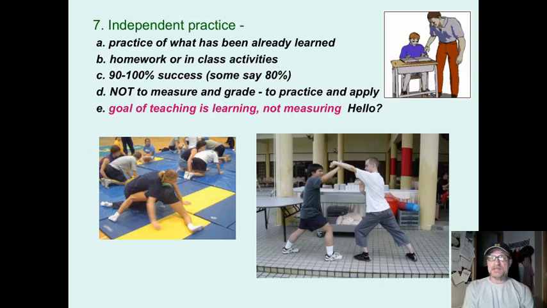The seventh part is independent practice. This is where students practice what they've already learned. It could be homework or an in-class activity. Now, to be successful as a teacher, this is practice of what students have already learned. Therefore, they should have anywhere from 95 to 100% success ratio. You don't use homework or independent practice to measure or grade or to challenge. You use it to practice and apply.